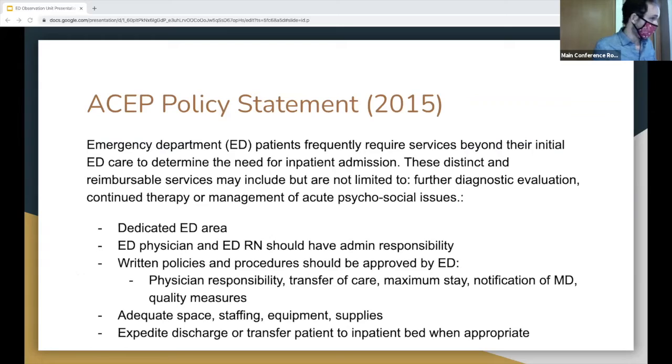ACEP has a policy statement on observation units, which is essentially a strongly worded letter. It's essentially saying that observation units should be run by the emergency department, that we should be in charge of making policies and procedures, and that we should be the ones making these decisions. This is part of the reason why you saw our observation unit at County change from internal medicine over to emergency medicine units in accordance with this policy statement.